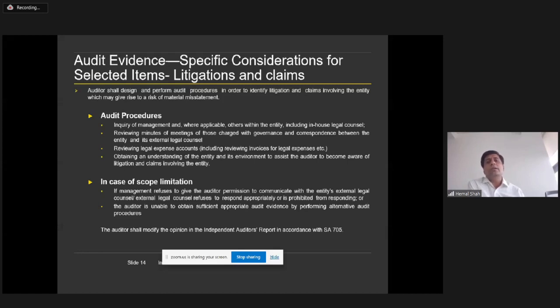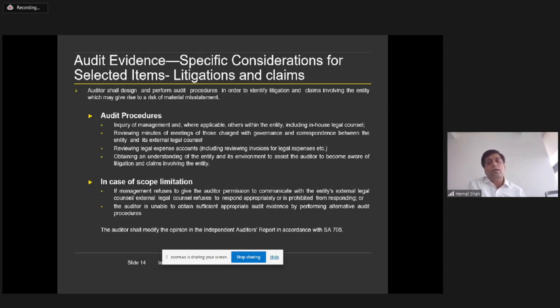First of all, there has to be a detailed inquiry with the management. When I say management, definitely it has to be a discussion with the CFO, with the CEO, and also the legal head, the legal counsel. So if there is an in-house legal counsel, the auditor should discuss all the cases in detail with the in-house legal counsel.